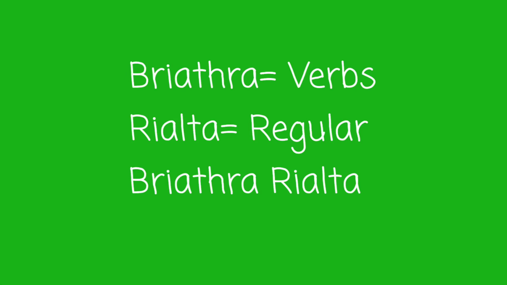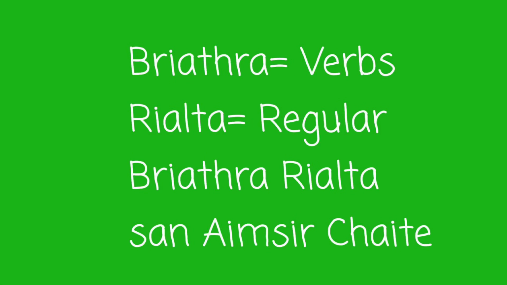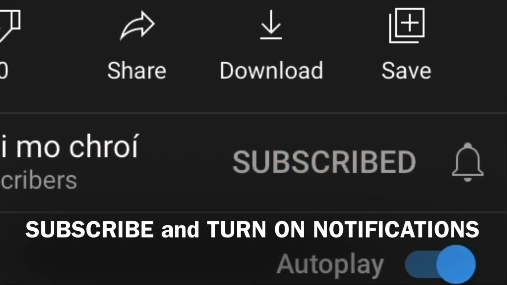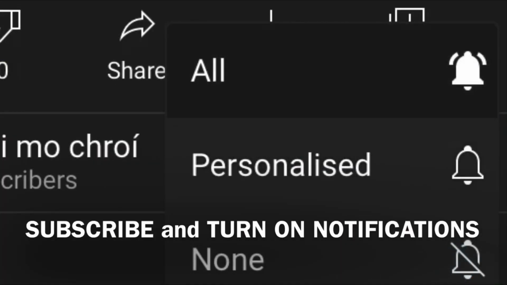Brish means verbs and reeh means regular. So regular verbs. I forgot to tell you how to say past tense in Irish, and that is amsir-catcha, so regular verbs in the past tense. There are irregular verbs, brish and nyee, and I'm going to explain that in my next video. I'm going to make a video about that, so stay tuned for that.